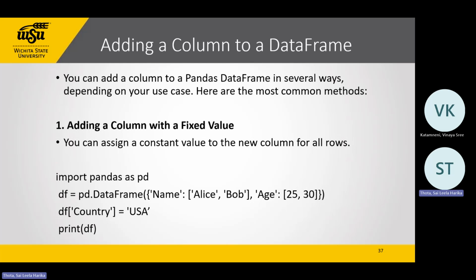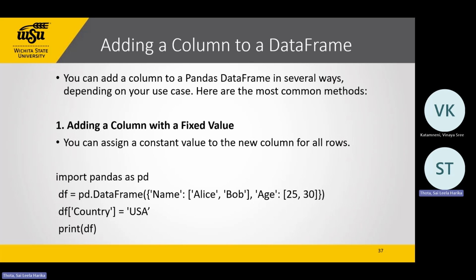Adding a column to a data frame. So you have your data frame, but you need to add one more column. You can do that in several ways. You can add a column with a fixed value. If you observe the code, I consider a data frame with the help of dictionaries, name and age, and the values are Alice, Bob, 25, 30. And I try to add df['country'] equal to 'USA'. So I'm trying to add a constant value to the new column.